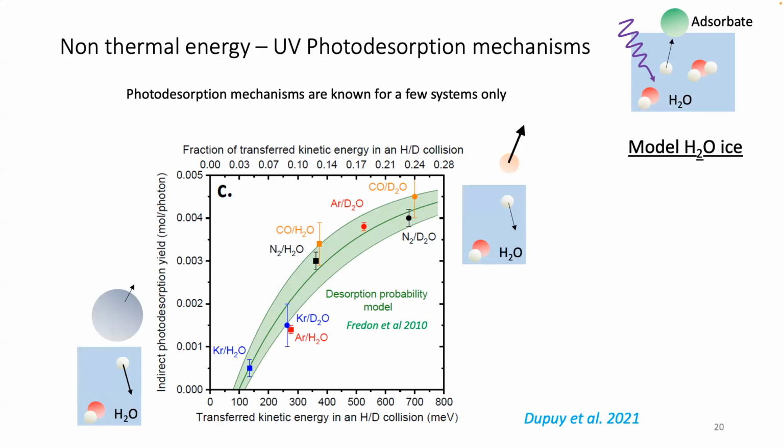And what we've shown is that if you have a light adsorbate here, like argon or CO, it just goes easily into the gas phase. That means you have a high photodesorption efficiency here. Whereas if you have a heavy one above, it's quite hard to put it into the gas phase, so it's less efficient. So you have a correlation of the photodesorption yield with the transferred kinetic energy between this hydrogen collision with the adsorbate, and it was published in this paper by Dupuy in 2021.